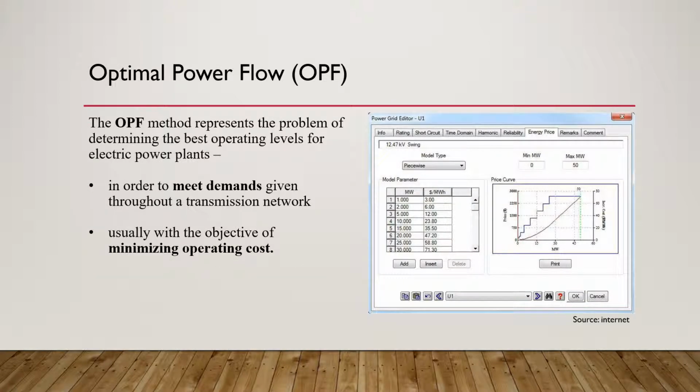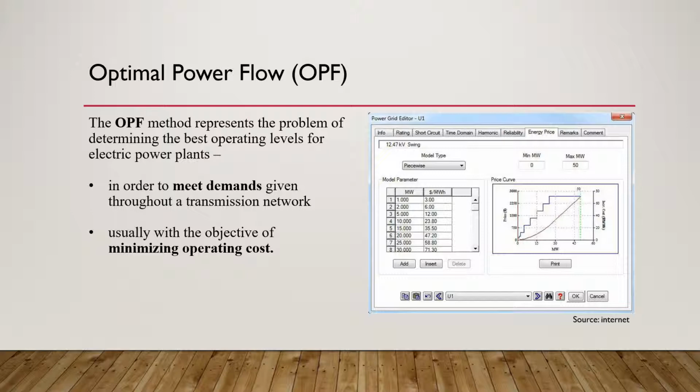So, what is optimal power flow? The definition says the OPF method represents the problem of determining the best operating levels for electric power plants in order to meet demands given throughout a transmission network, usually with the objective of minimizing operating cost.